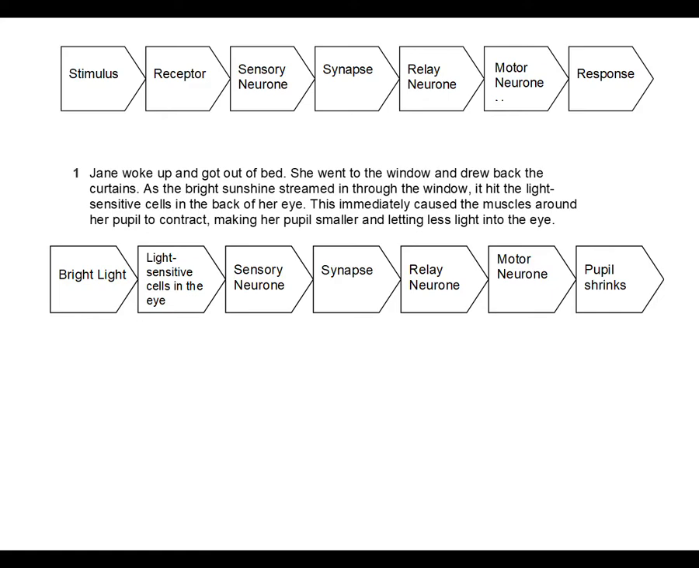So Jane woke up. She got out of bed. She went to the window, drew back the curtains as the bright sunshine streamed in through the window. It hit the light-sensitive cells in the back of her eye. This immediately caused the muscles around her pupil to contract, making her pupil smaller and letting less light into the eye. So the stimulus was the bright light. The receptor, the light sensitive cells, the sensory neuron, same thing both times, synapse, relay neuron, motor neuron, and her response was that her pupils shrink.